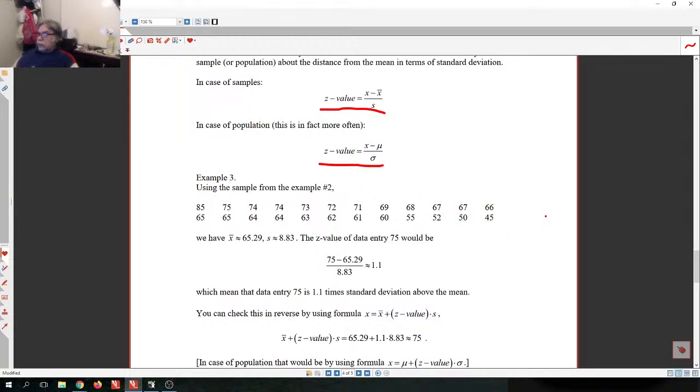So I have the heights of those students, okay? I calculated that the mean height of this group of students is approximately 65.29 inches. So I'm using 2 decimal approximation. And the sample standard deviation, I'm using this group of 24 students as a sample of the students, say, in Suffolk County Community College. And in this sample of 24, the sample standard deviation is 8.83.